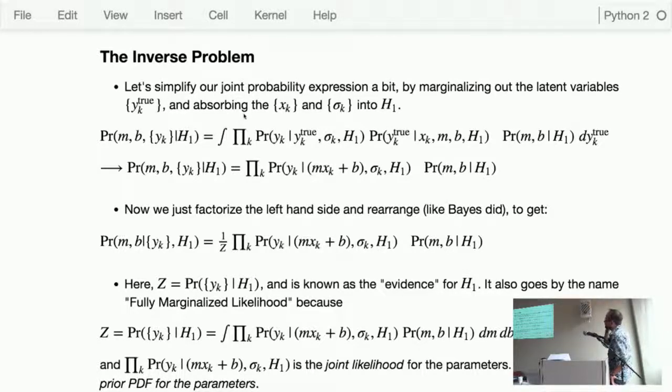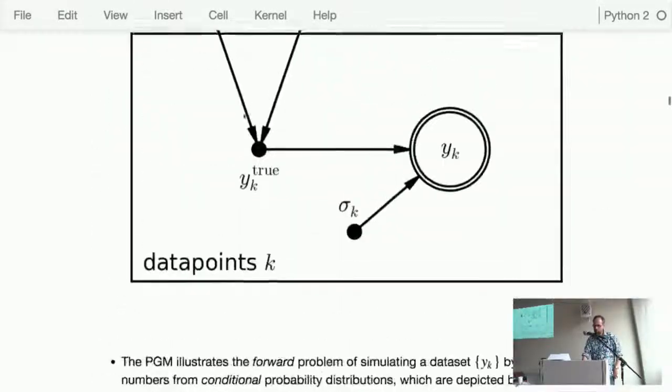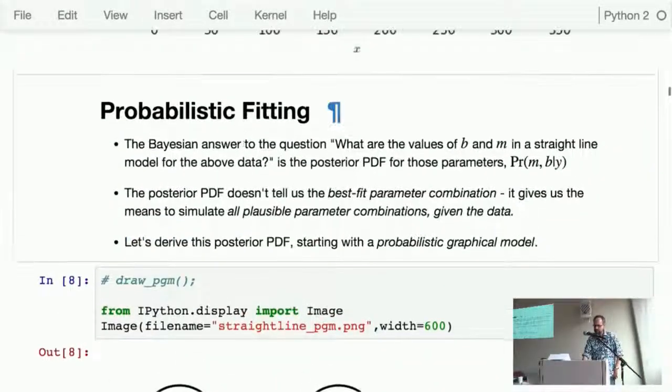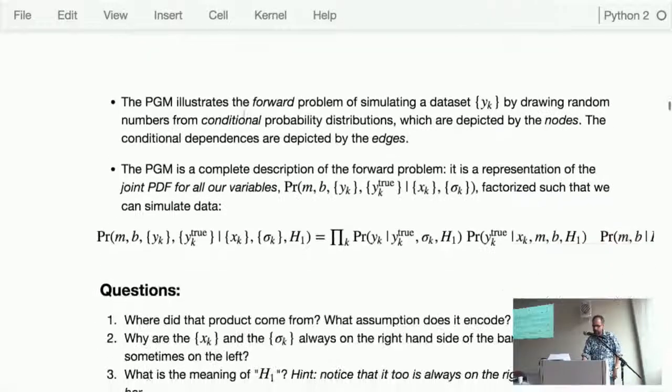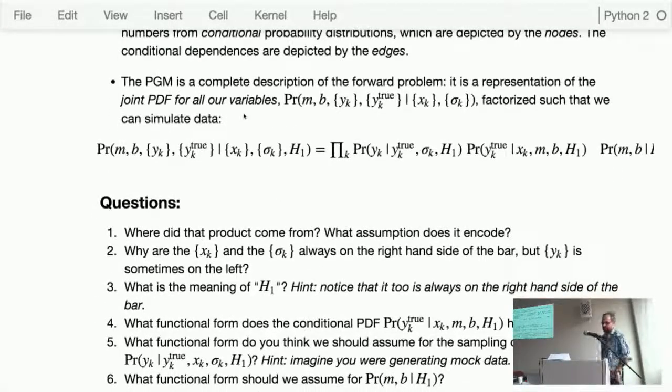Okay, so that factorization above was the forward problem. It was the right-hand side there. If you look at the left-hand side now, that's the joint probability for all the variables, M and B, and the observed Y, and the true Y. So we did one factorization on the right to do the forward problem.